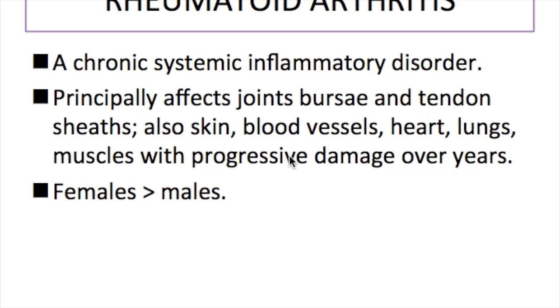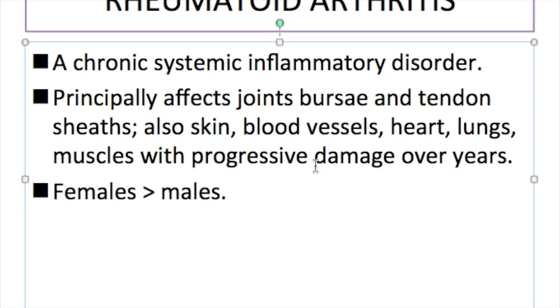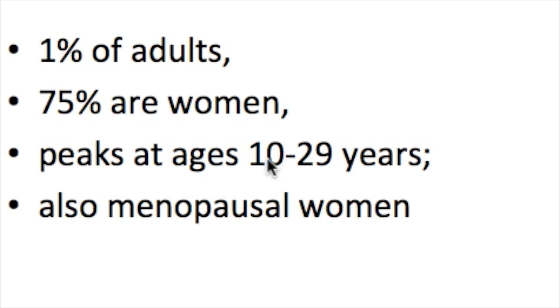Women are affected more than men by about 3 times, though the ratio becomes more equal as people age. Together, about 1% of adults are affected. Of those, about 3/4 are women. Interestingly, it starts young, with a peak between 10 and 29 years, but it also affects postmenopausal women.